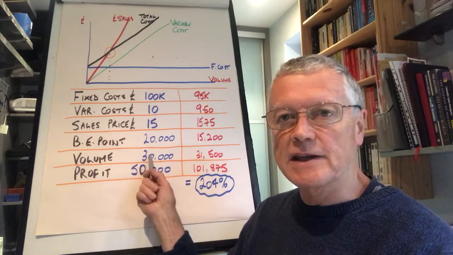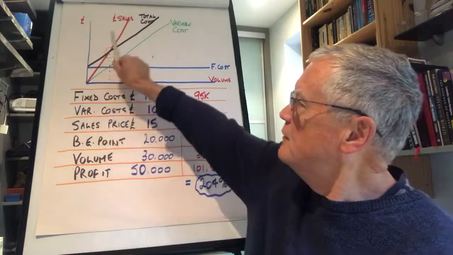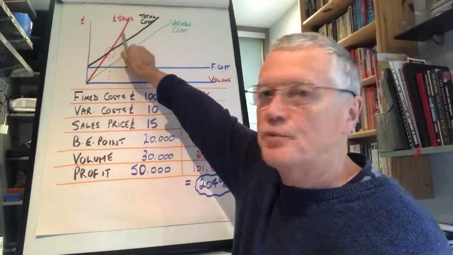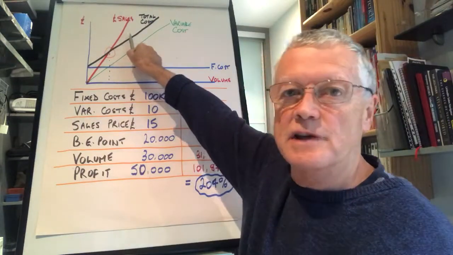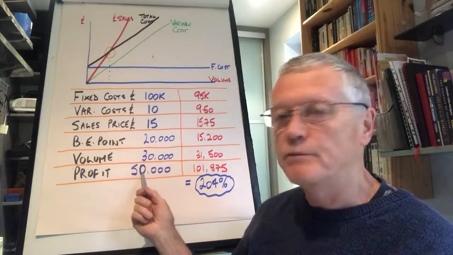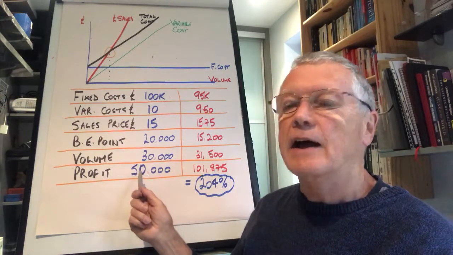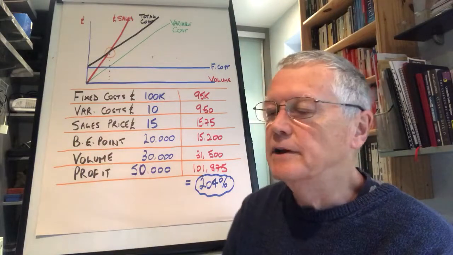And what we're currently making is 30,000. So we're actually over our break-even point. So we're over here somewhere. And we're making a profit because our total revenue is higher than our total costs. And the profit we're actually making, again, if we work the numbers out, would come to £50,000 a year, or dollars or euros or whatever, right?